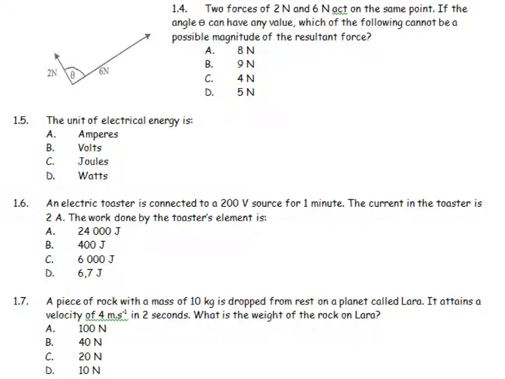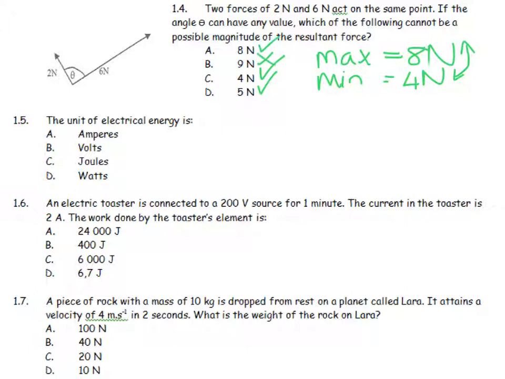Two forces, 2 and 6 newtons, act at the same point. If the angle can be any value, which of the following cannot be a possible magnitude of the resultant force? Well, the maximum you can get from 6 and 2 is 8. The minimum you can get from 6 and 2 is 4 newtons. And any angle in between and any value in between is possible. So 5 is possible, 4 is possible, 8 is possible, 9 is not possible.